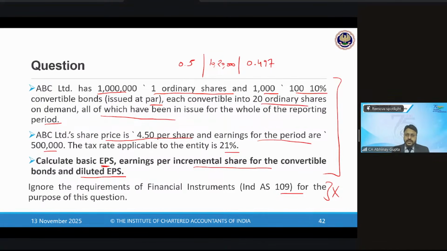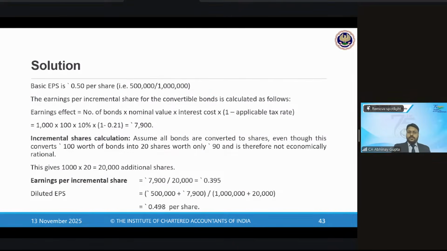What is the use of this share price of 50 paisa per share? Where is it 50 paisa? In the second line, share price is 4.5 per share. So if you are not able to find any use, you can ignore. Okay, I have got the same answers. 0.5, 0.498.